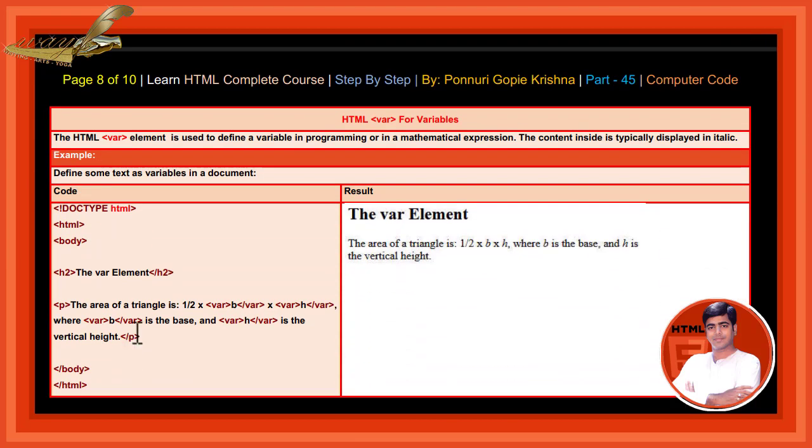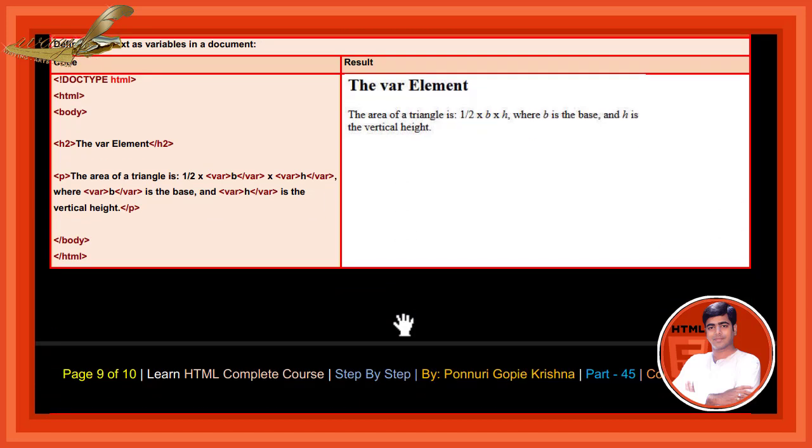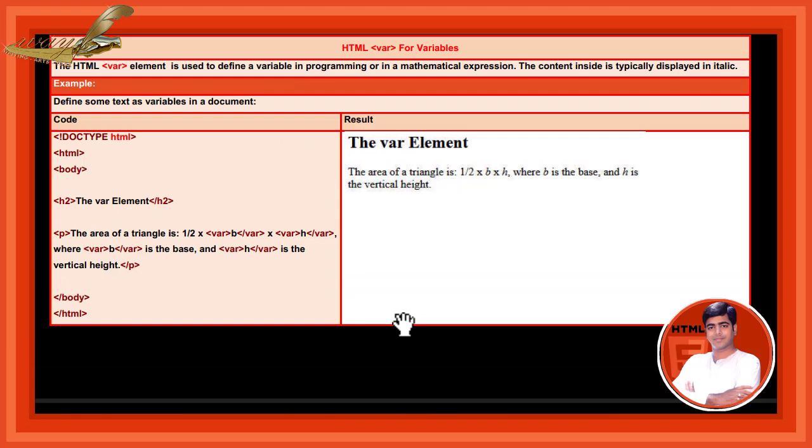HTML var for variables. The HTML var element is used to define a variable in programming or in a mathematical expression. The content inside is typically displayed in italic. Define some text as a variable in a document. See the document, HTML body, the var element: the area of a triangle is 1/2 x b x h, where b is a base and h is the vertical height. By writing and executing this code, the result returns the var element: the area of a triangle is 1/2 x b x h, where b is the base and h is the vertical height.